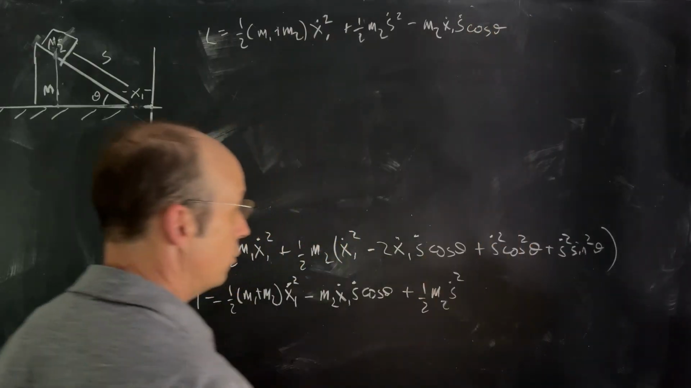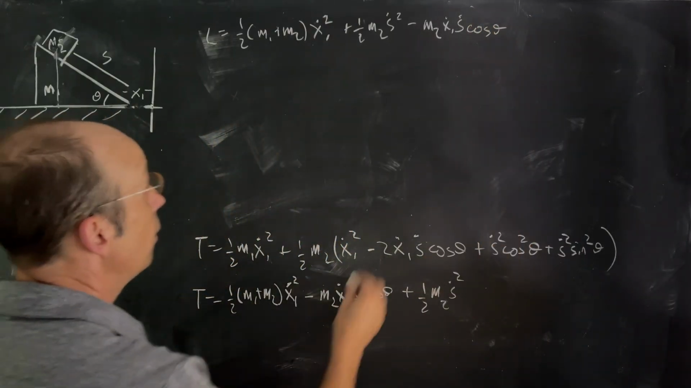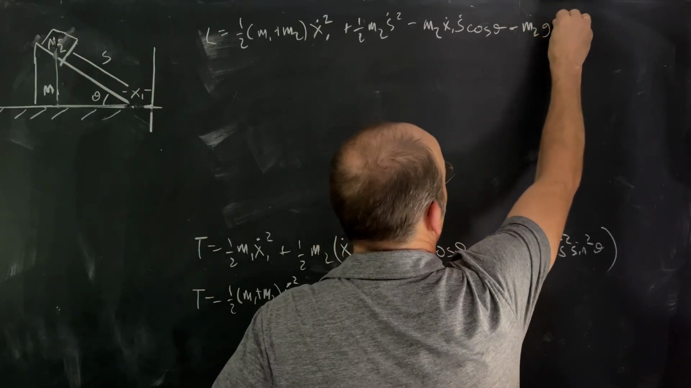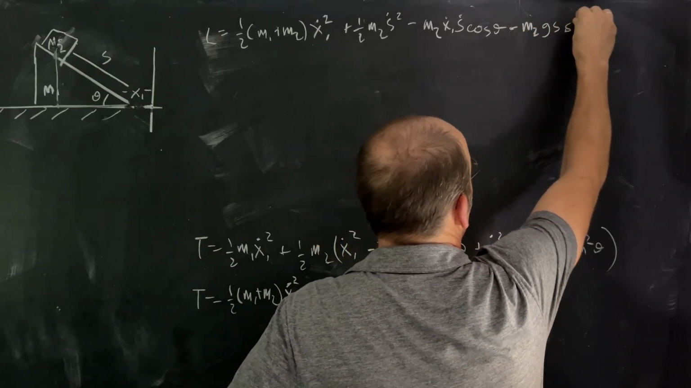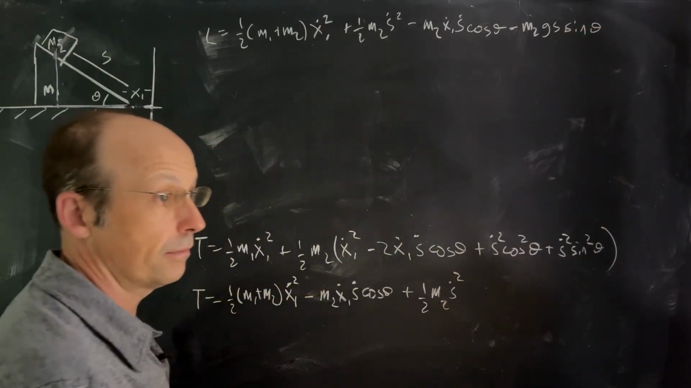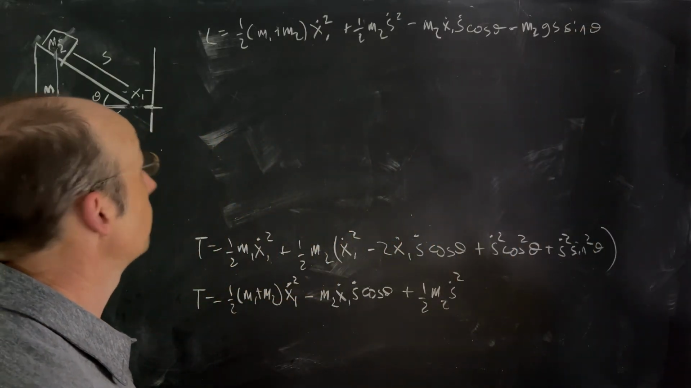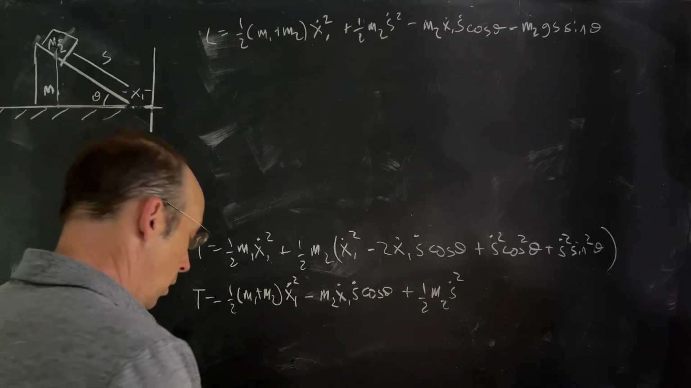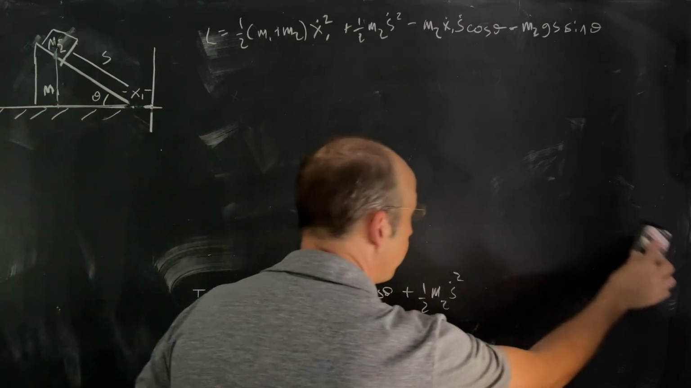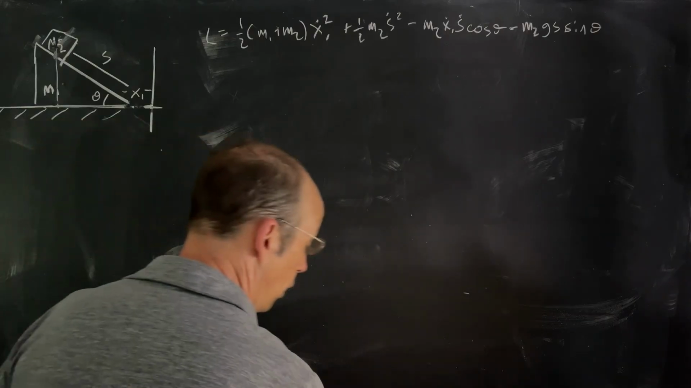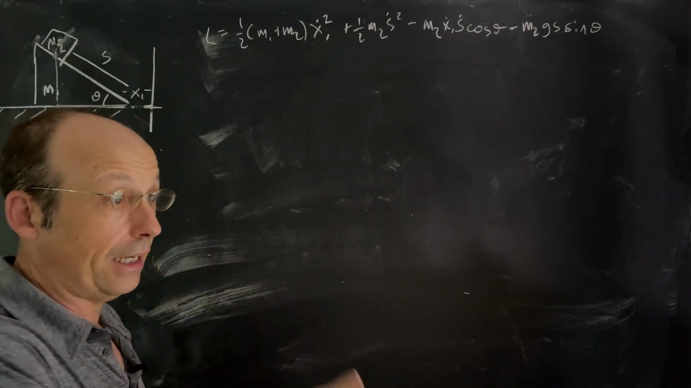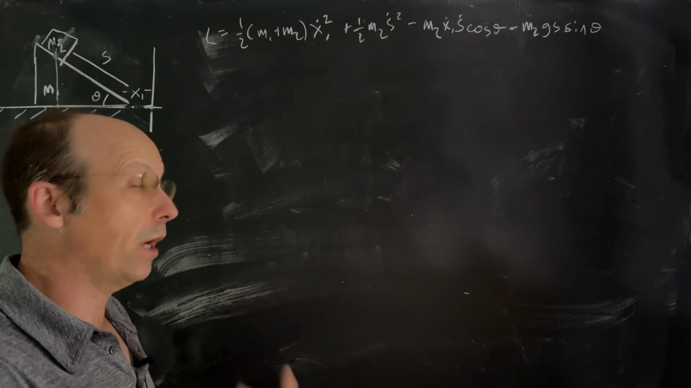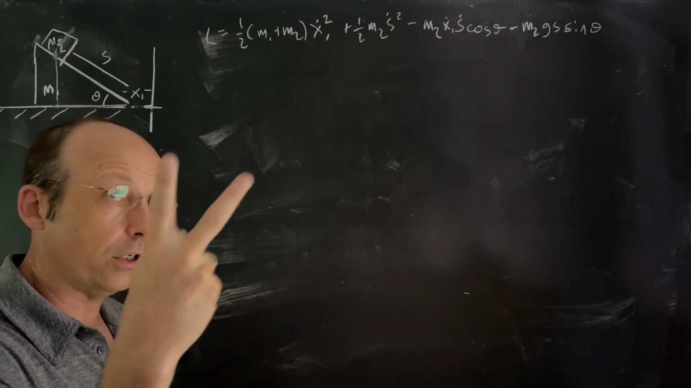And then I have my potential energy term. So minus the potential energy. So it's going to be minus m2 g s sine theta. Is that good? OK. So now I can erase this. So here we have something new, right? Because I have two variables. I have x dot. I don't have an x. I have s dot. So we're going to have to write down, do the Lagrangian equation twice.